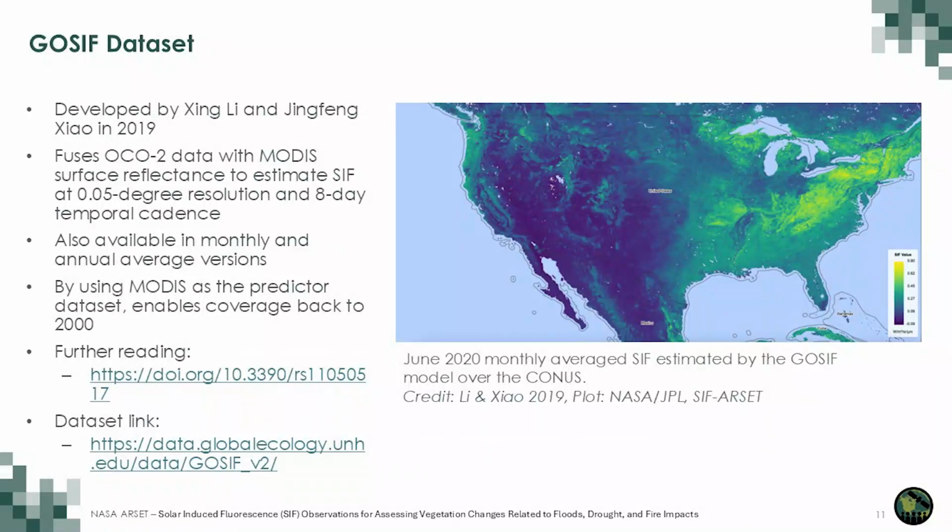Now let's talk about GoSIF, the dataset that will be the star of the show for our code demonstration today. GoSIF was originally developed by Xing Li and Jingfeng Xiao at the University of New Hampshire in 2019 by fusing OCO2 data with MODIS. What they ended up with is a spatially contiguous global product at 0.05 degree resolution, or about 6 kilometers per pixel, and 8-day temporal resolution, although there are also monthly and annual products.